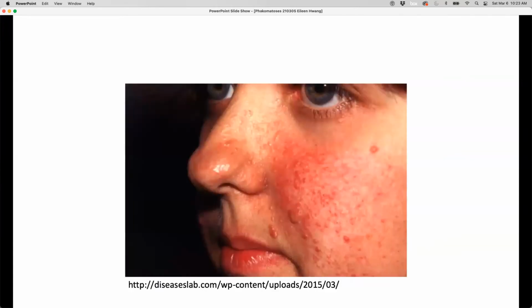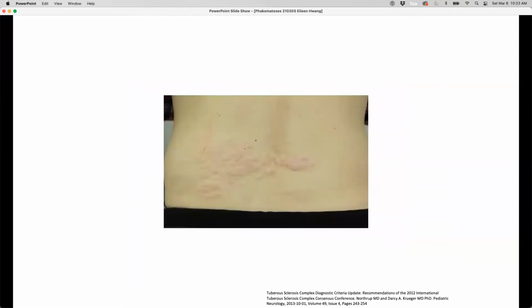And then, so Ariana mentioned the skin lesions on the face that are little blood vessel tumors, I guess. What are some names for this? There's probably multiple names. Angiofibromas. Okay. And then there's also facial angiofibromas, and adenoma sebaceum, another word for it. And then what's this? Shagreen patch.